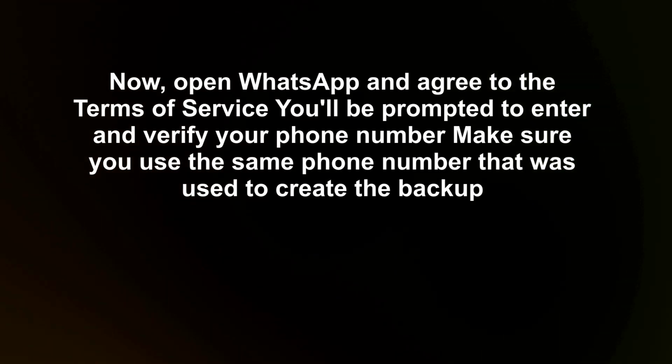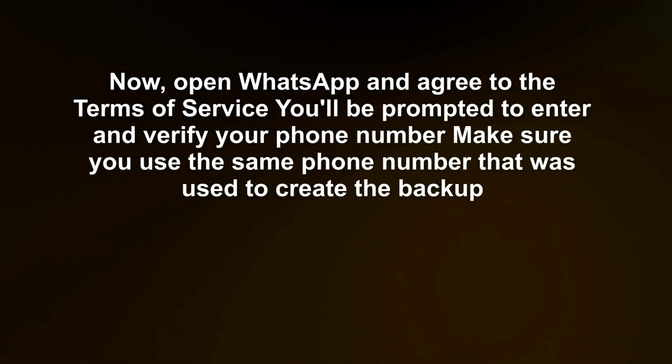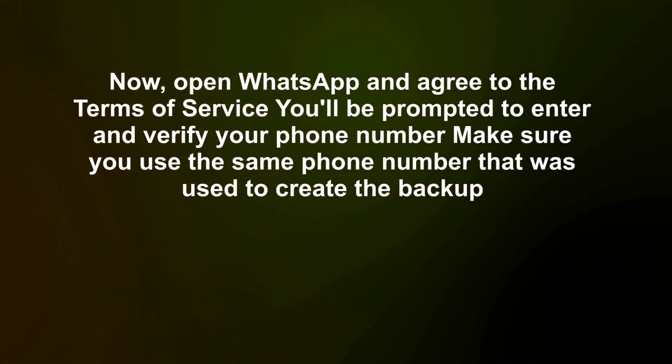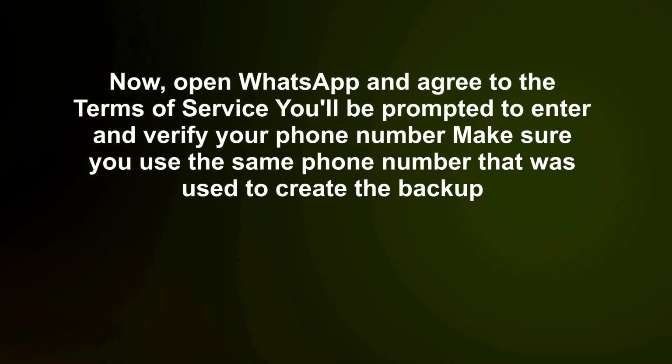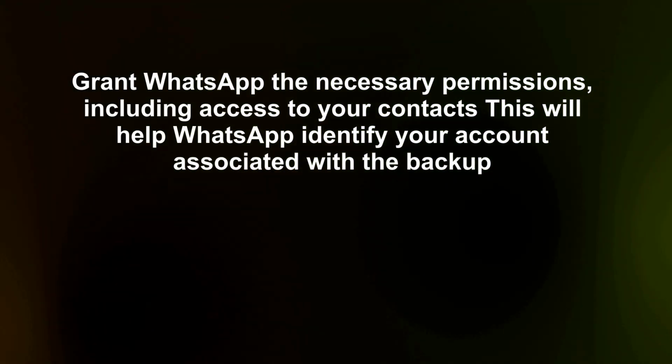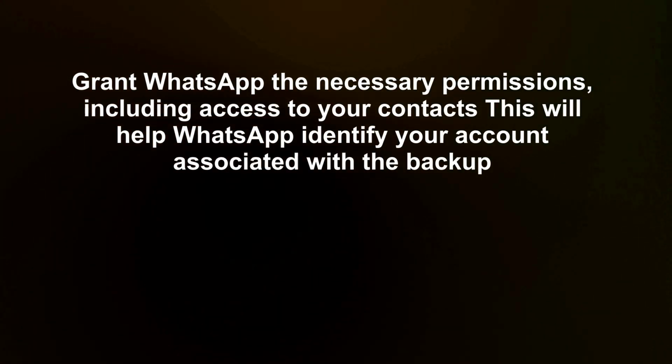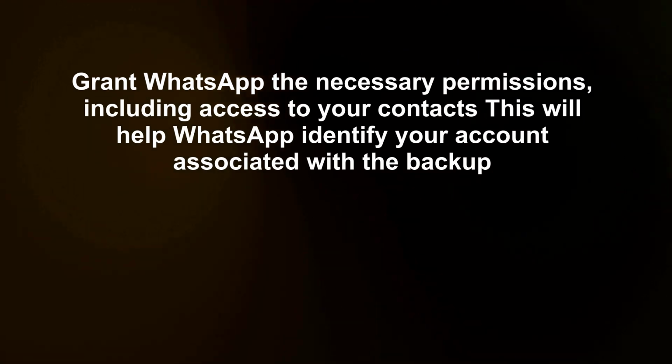Now, open WhatsApp and agree to the terms of service. You'll be prompted to enter and verify your phone number. Make sure you use the same phone number that was used to create the backup. Grant WhatsApp the necessary permissions, including access to your contacts. This will help WhatsApp identify your account associated with the backup.